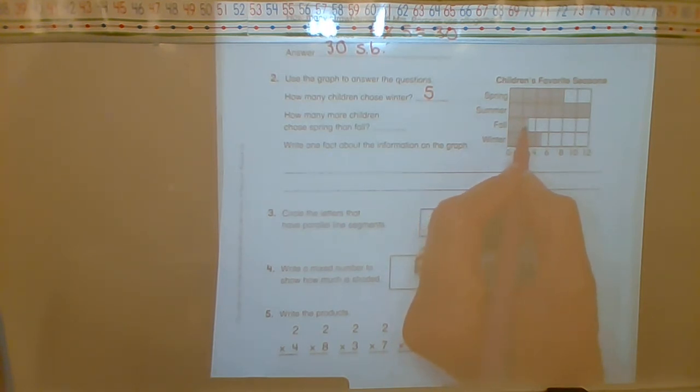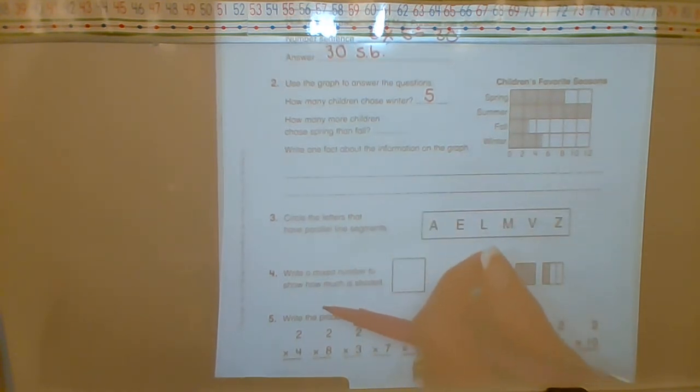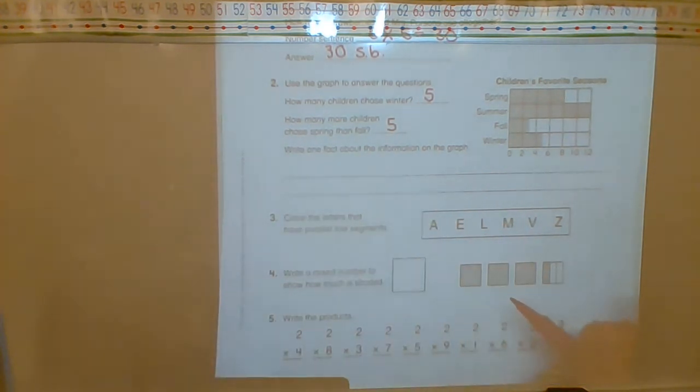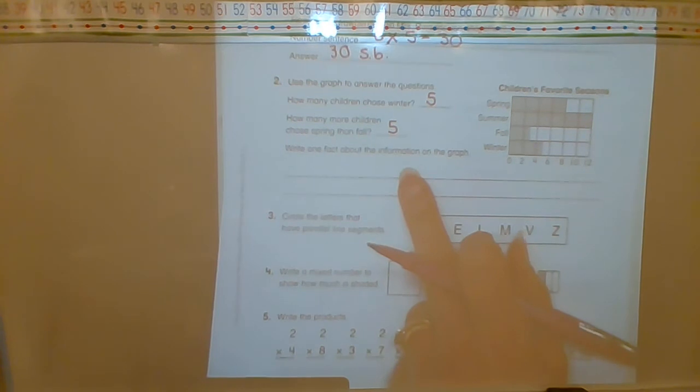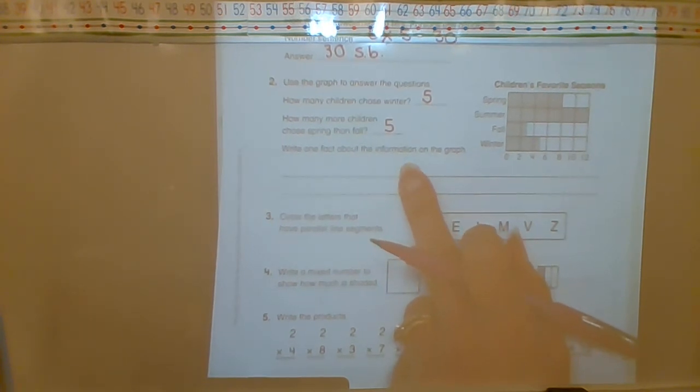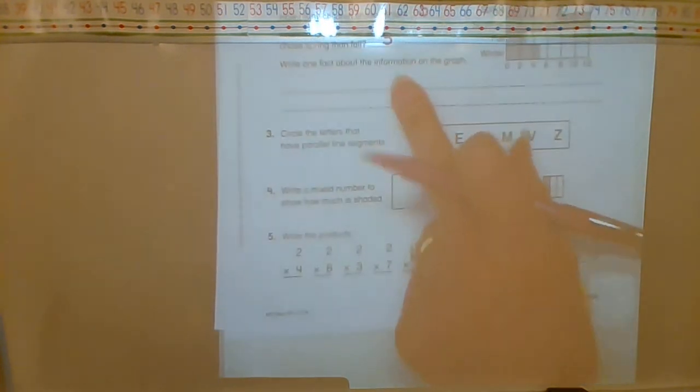2. Oh, halfway. So that's how many? 3. So 8 kids chose spring. 3 kids chose fall. What's the difference between 8 and 3? What's different about 8 and 3? Yeah, the difference is 5. 5 more kids chose spring. And then you'll think of a fact. And if you just want to think of a fact and tell it to mom, we'll call that done.